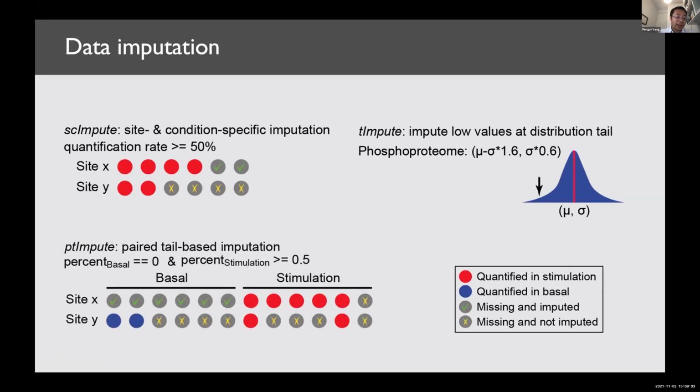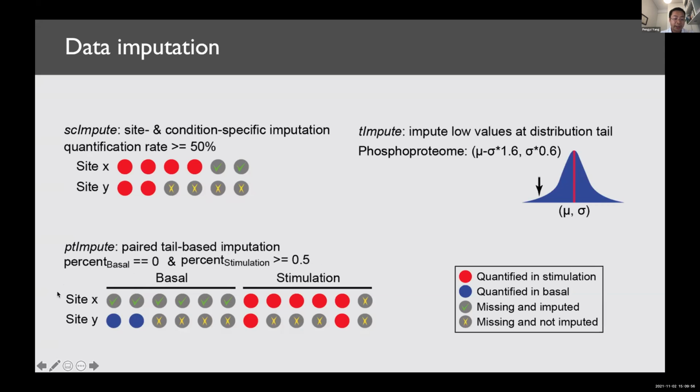And thirdly, we have another function called paired tail-based imputation. Essentially, this is a function that utilizes the tail imputation, but allows the user to control a few other parameters. For example, let's say we have a basal condition and a stimulation condition in our phosphoproteomic data sets, and for these two conditions we have, say, 6 biological replicates each. Those are the parameters that the user can control. For example, if we require the basal condition to be completely missing out of all the 6 biological replicates, and for the stimulation we require more than 50% quantification rate, then the phosphosite X will fulfill this requirement.